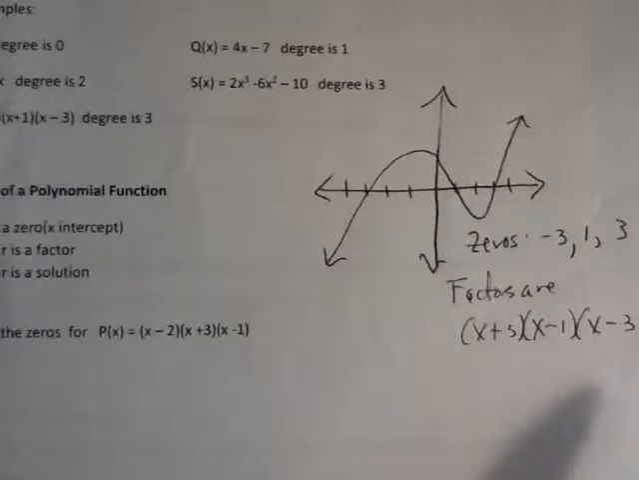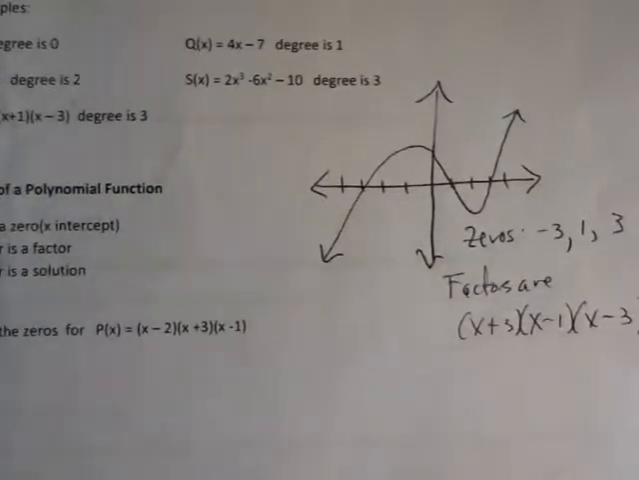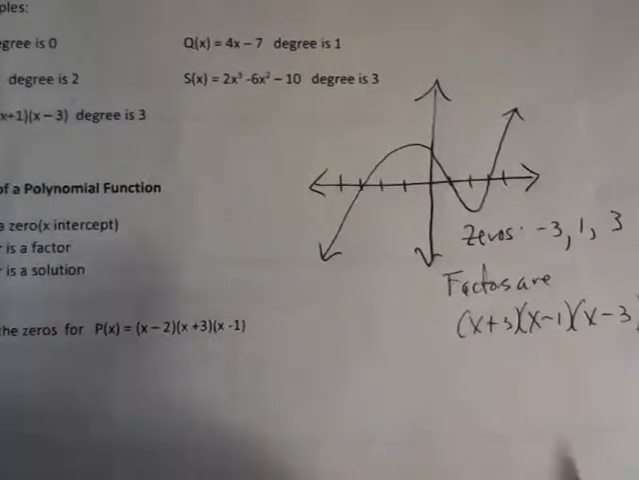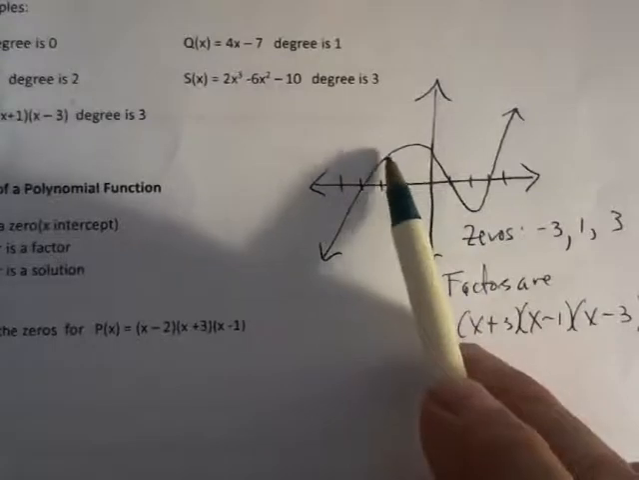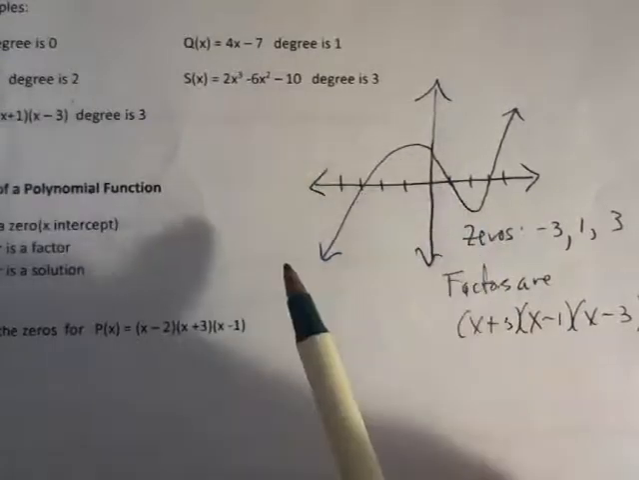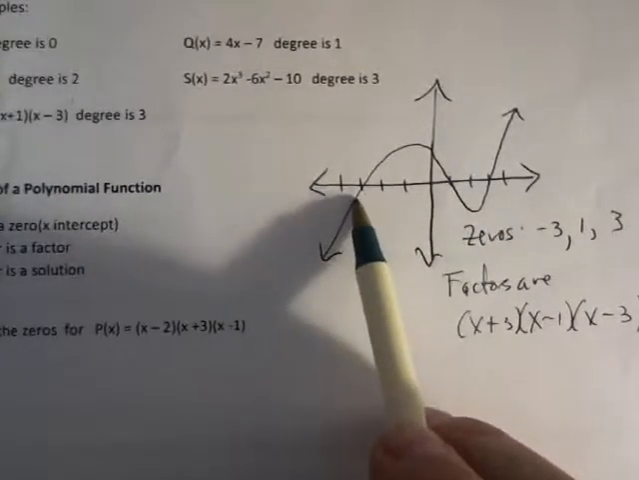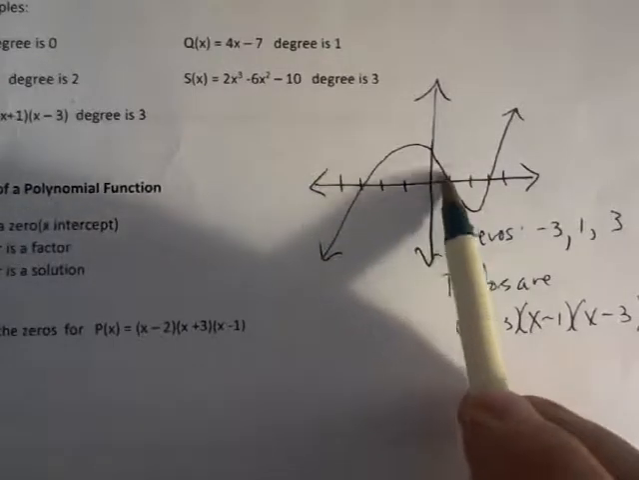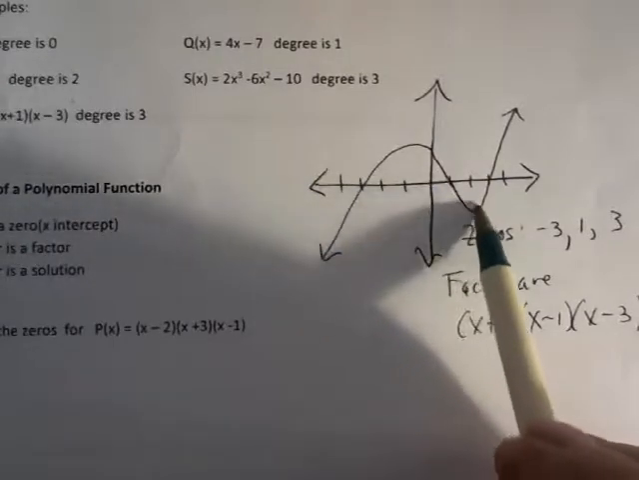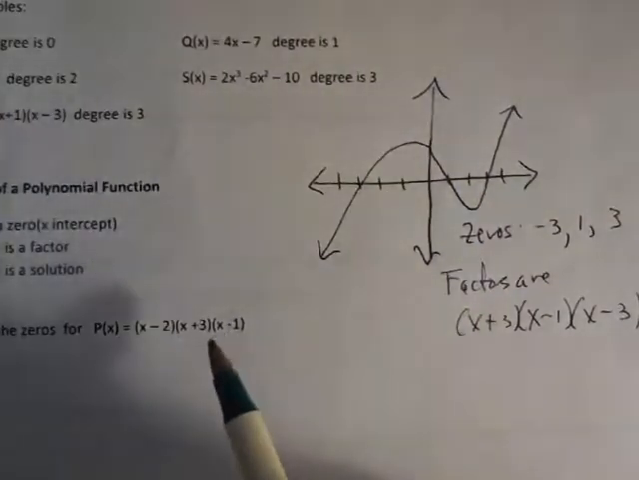We've got lots of other items we're going to talk about with these polynomials. One of them is turning points. You can see here we have 2 turning points. We have the graph crossing the x-axis here, crosses the x-axis here, and it crosses the x-axis there.